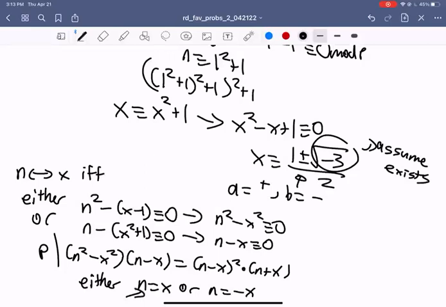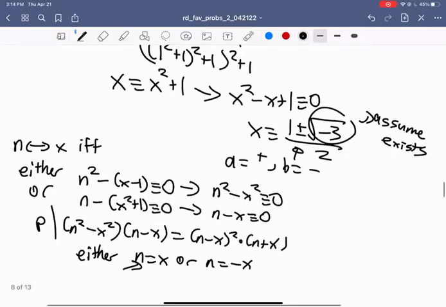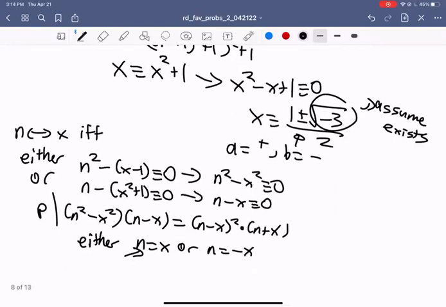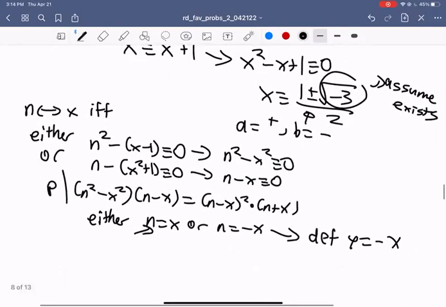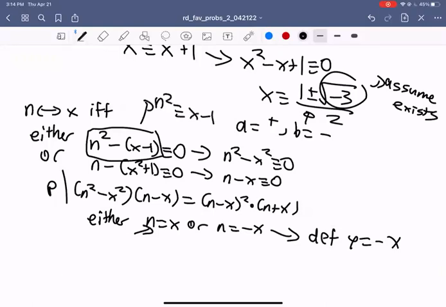This case we don't need to worry about because it can't reach any other bridge if it can only reach itself. So we have to deal with the n equals negative x case. For convenience, we define y equals negative x. Then we can repeat this. Actually, one thing I should have tried first. We have this condition, and we want to see if we can. This means that n squared is congruent to x minus 1.